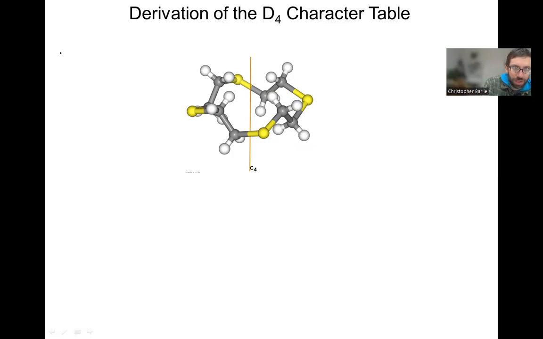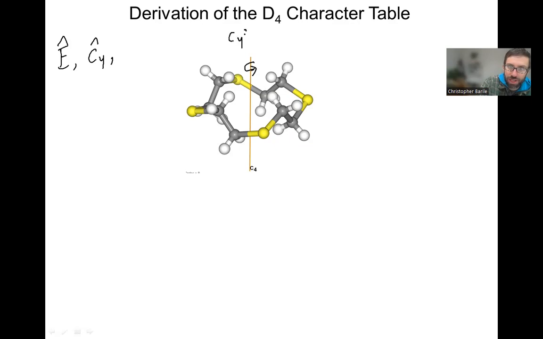And so, of course, we're going to have identity. We are going to have a C4. It's a D4 point group after all. So that's going to be a 90-degree rotation. Now, along this 90-degree rotation, what other symmetry elements are we going to have? We are going to have a C4 twice. We can do C4 twice.